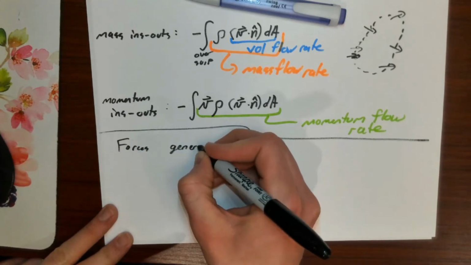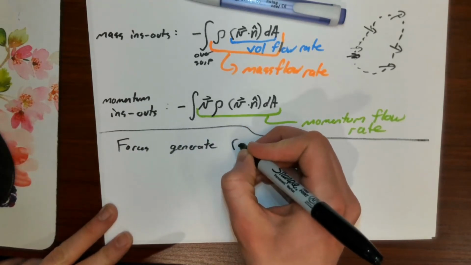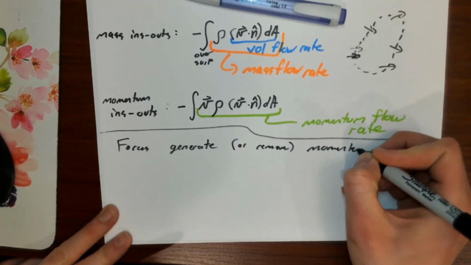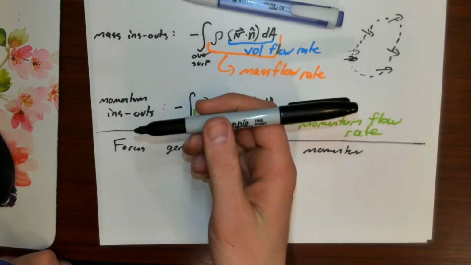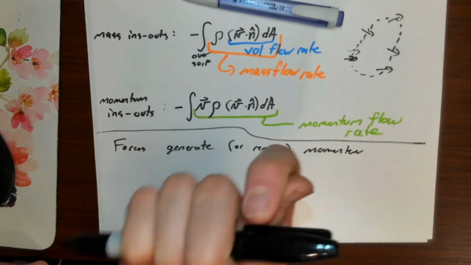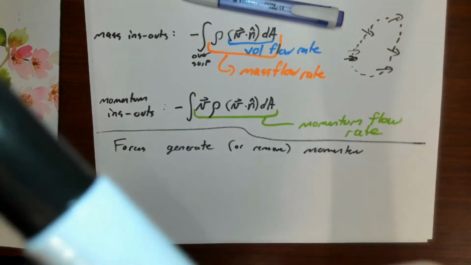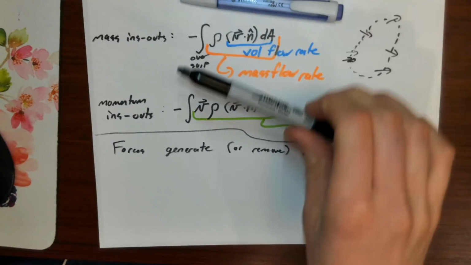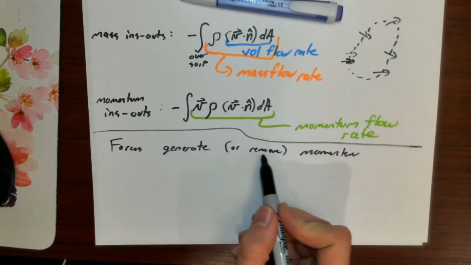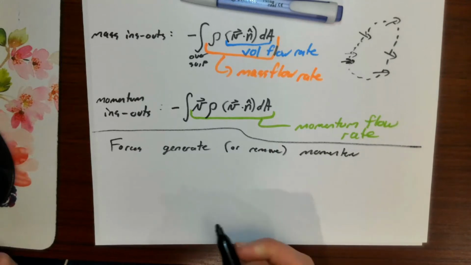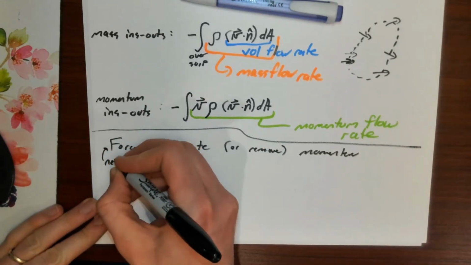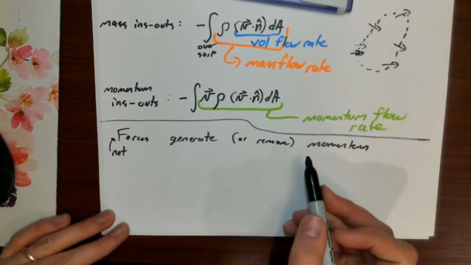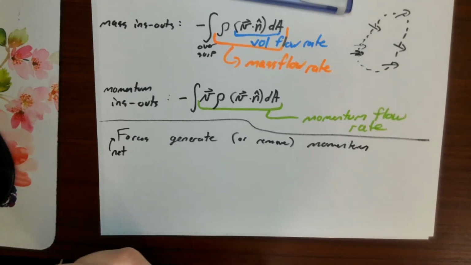generate or remove momentum. If I had a marker and I wanted to change that marker's momentum, I would have to apply a force to it, right? Gravity applies a force. If I take this marker and let it go, gravity changed the momentum of that marker by applying forces to it. So forces generate or remove momentum, and in particular, it's net forces on an object or on a system or whatever that generate or remove momentum within that object or system.